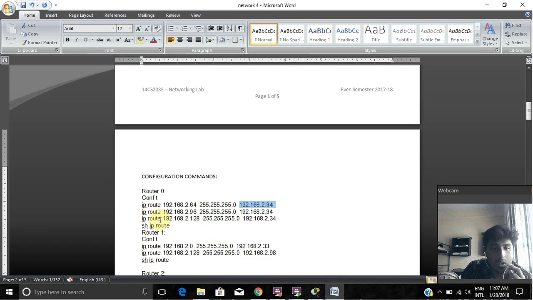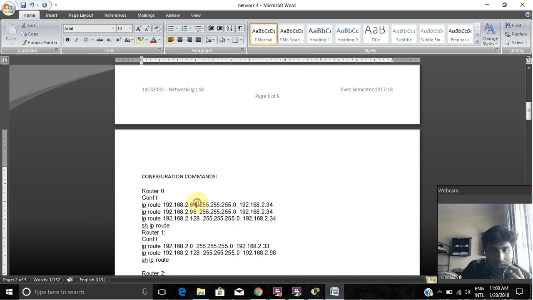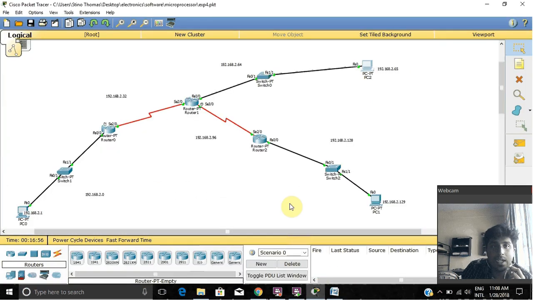And then for the first network we also need to connect with 96 and 128, and again the gateway is this router itself, because this network can reach 2.64, 2.96 and 2.128 only through this router. So that is the command we have used, and in between we can see the subnet mask. And when we give show IP route, we could see which are connected and which are not.